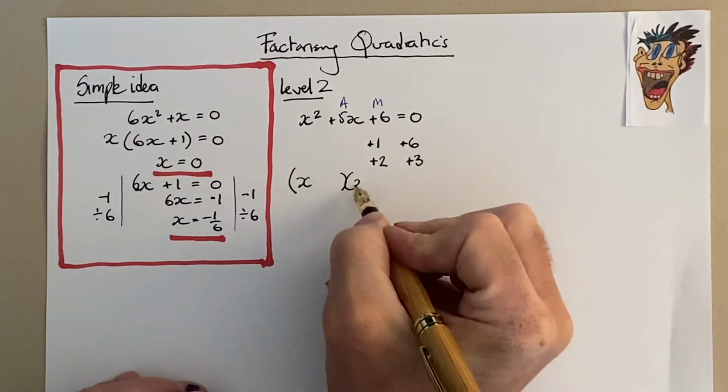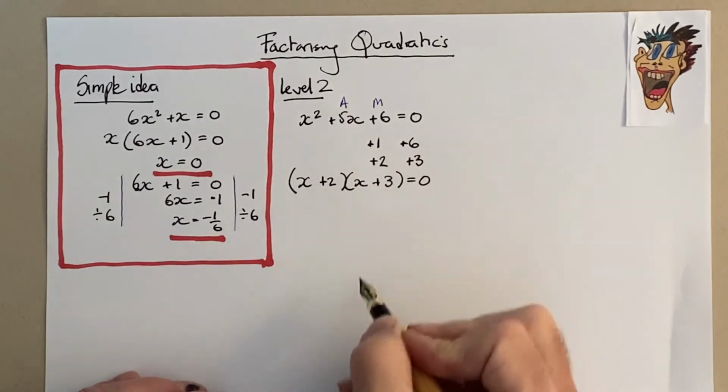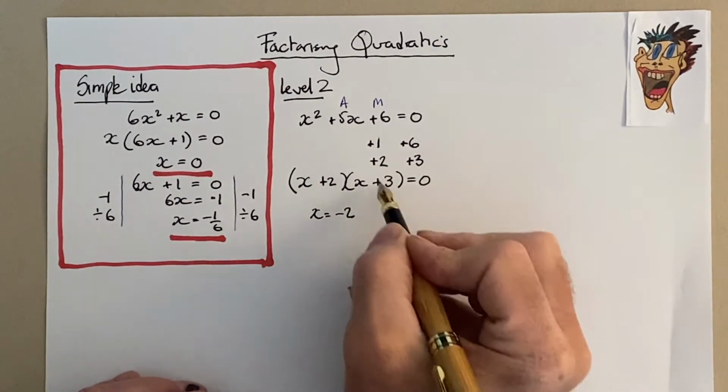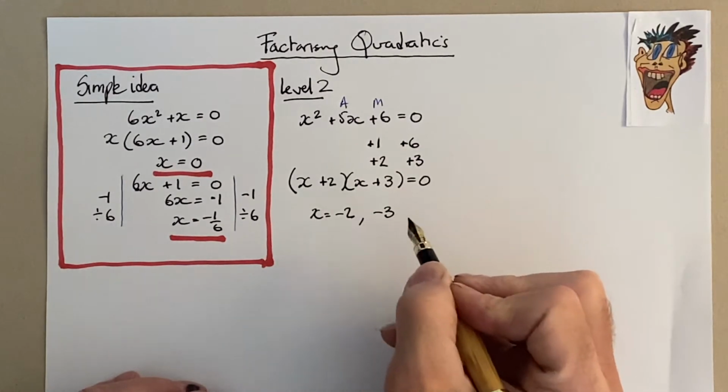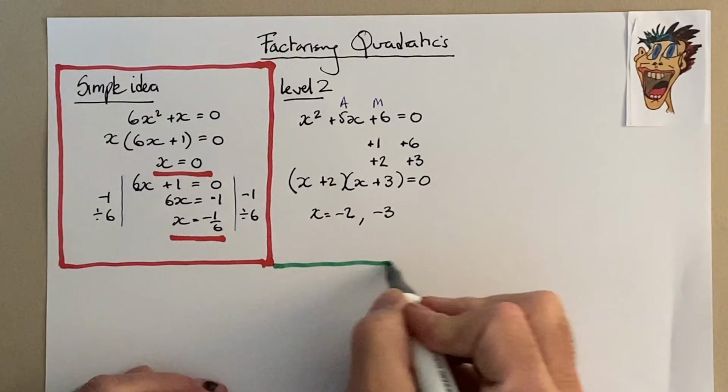So I do my brackets like this, equate that to 0, and in one I put plus 2, the other I put plus 3. So for this bracket to equal 0, x must be negative 2. For this bracket to be 0, x must be negative 3. So that's level 2 done.